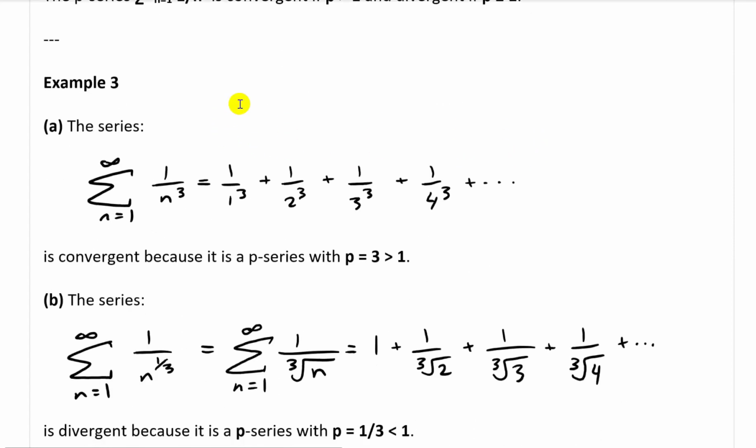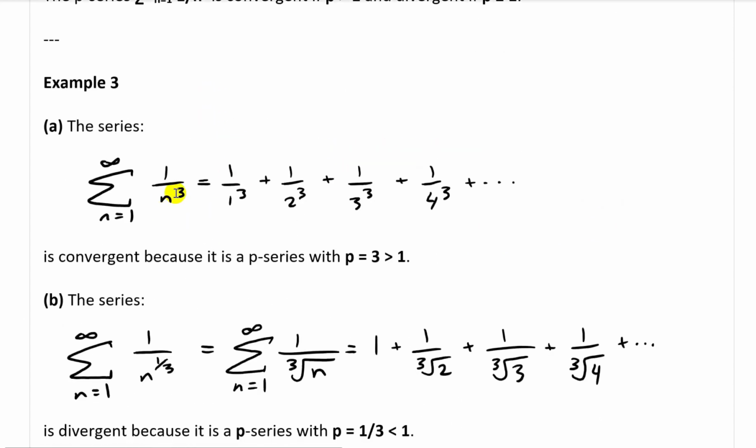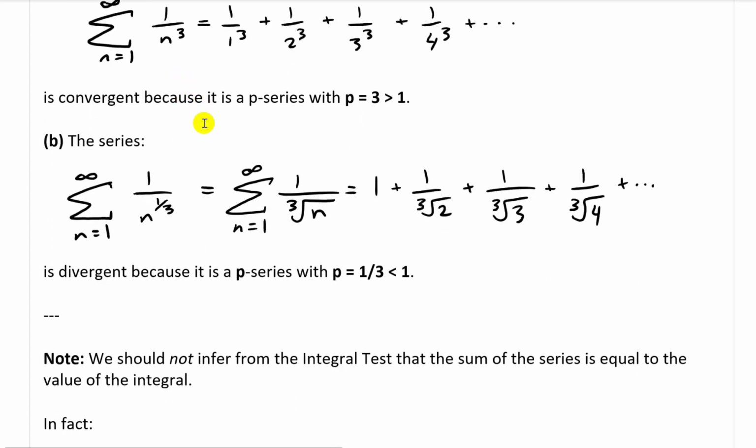And now let's look at example 3. The series summation from n equals 1 to infinity of 1 over n cubed is going to be 1 over 1 cubed plus 1 over 2 cubed plus 1 over 3 cubed plus 1 over 4 cubed plus etc. It keeps going on. And this is the p test, where p is 3, which is greater than 1. So it's convergent because it is a p-series with p equal to 3. So let's just use that test and we can quickly solve that.